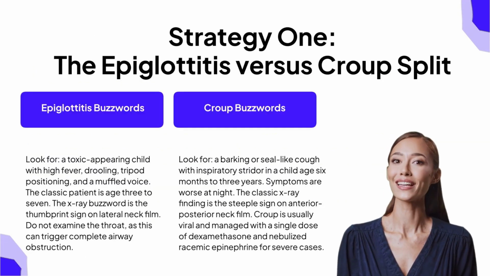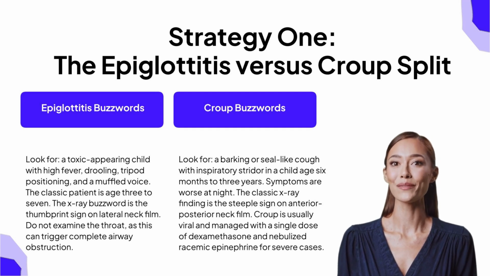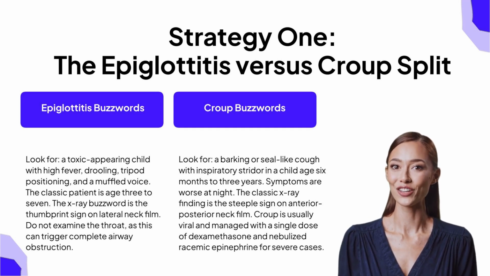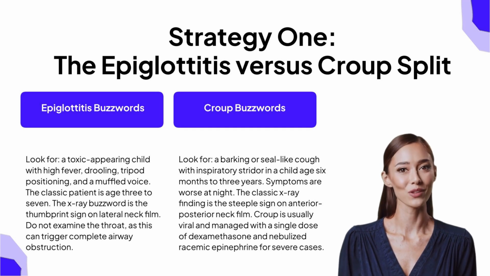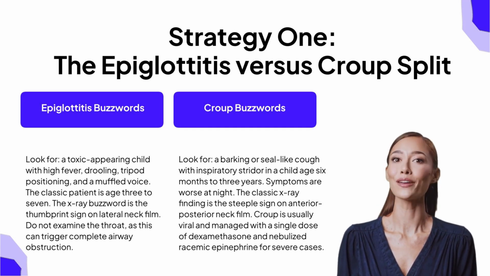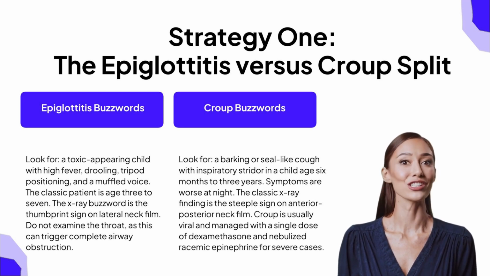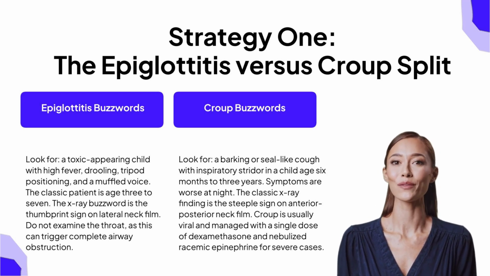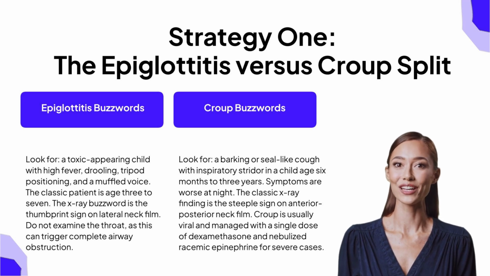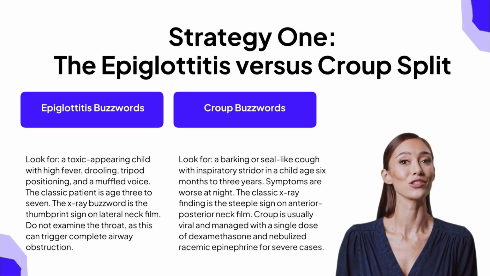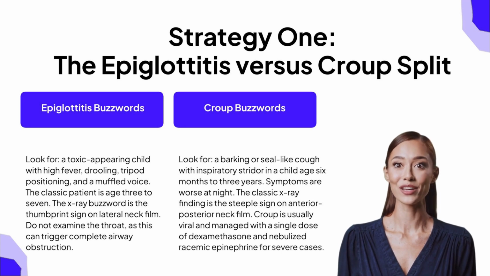Our first strategy is the epiglottitis versus croup split. When you see a question about a pediatric patient with upper airway obstruction, immediately ask yourself, is this epiglottitis or is this croup? For epiglottitis, look for the toxic-appearing child with a high fever, drooling, and tripod positioning. The child will have a muffled or hot potato voice, and the classic X-ray finding is the thumbprint sign on a lateral neck film. This is an airway emergency, and the boards want you to know never to examine the throat because it can trigger complete obstruction.